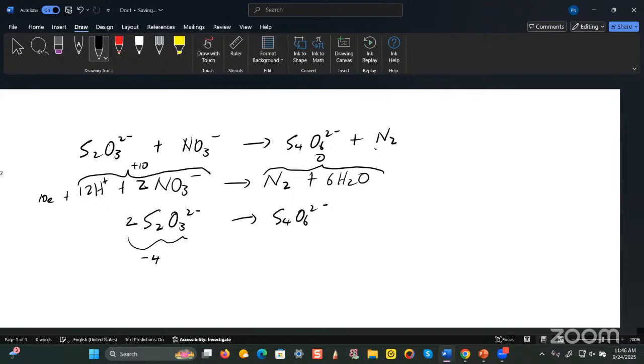And how many charges do we have here total on the right side? Just -2. -2, okay. So to which side would you add electrons and how many? Remember, you add electrons to the side with the higher net charge, right? 2 electrons on the right side. Very good. All right, so far so good.